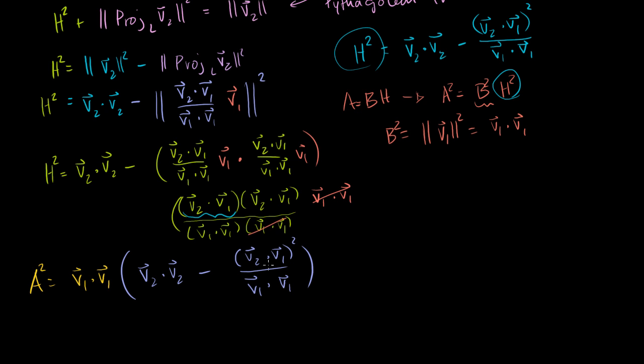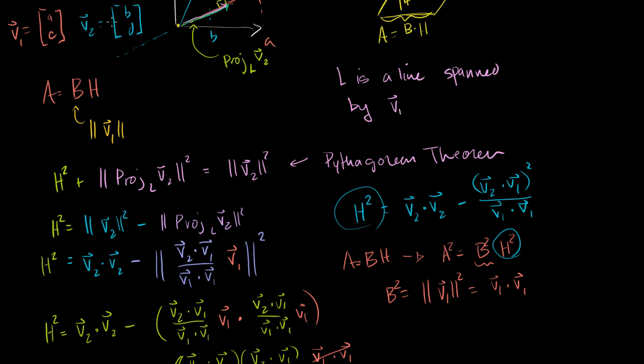Well, this is just a number. These are all just numbers. So if I distribute this out, this is equal to what? This times this is equal to v1 dot v1 times this guy times v2 dot v2. And then when I multiply this guy times that guy, what happens? Well, I have this guy in the numerator and that guy in the denominator, so they cancel out. So I'm just left with minus v2 dot v1 squared.